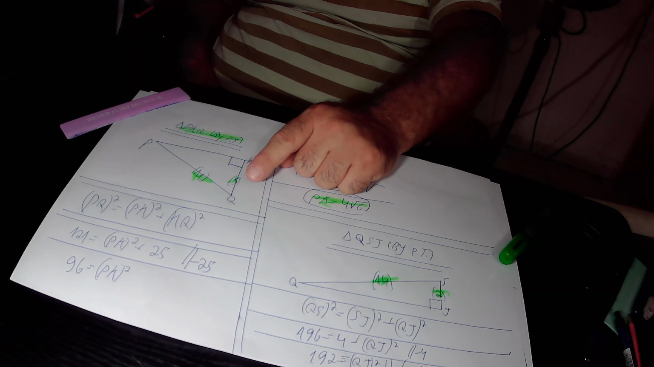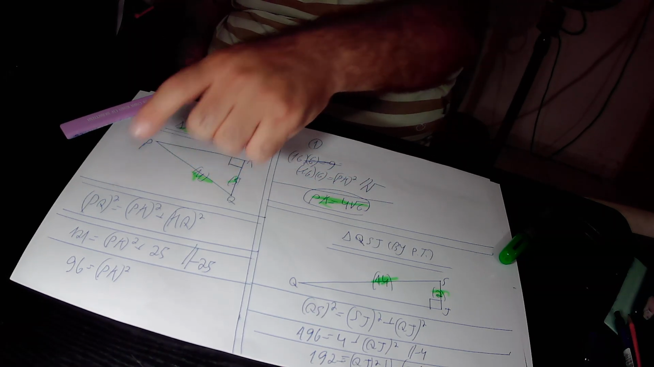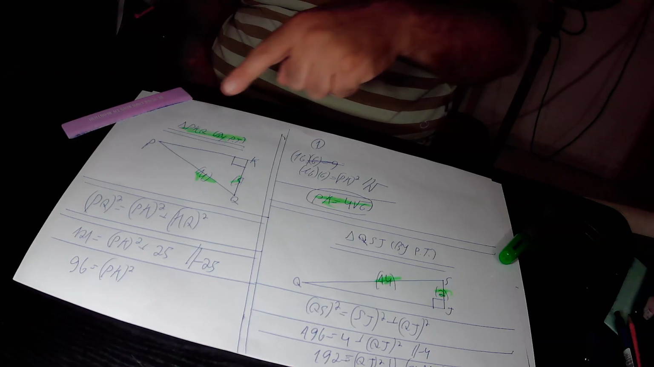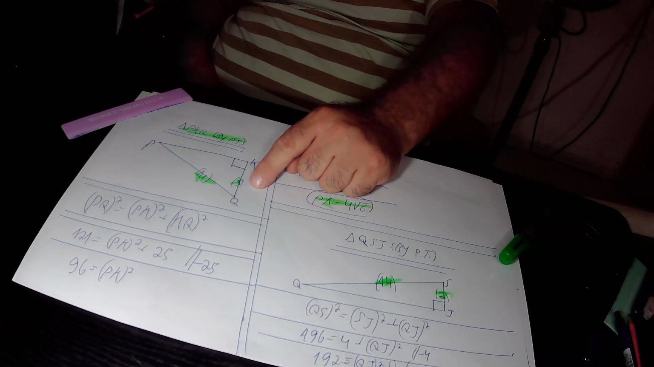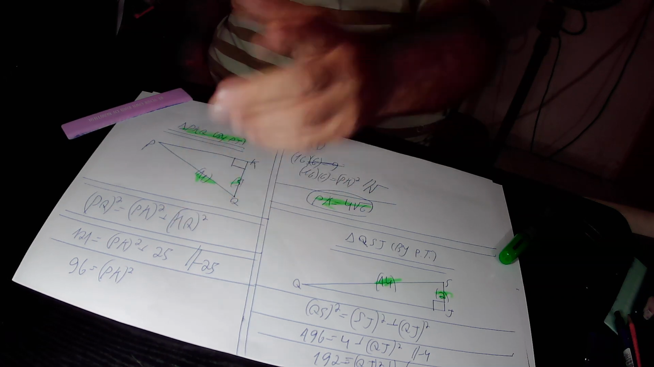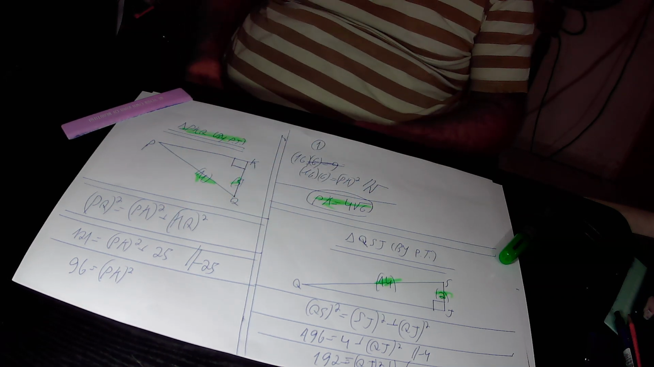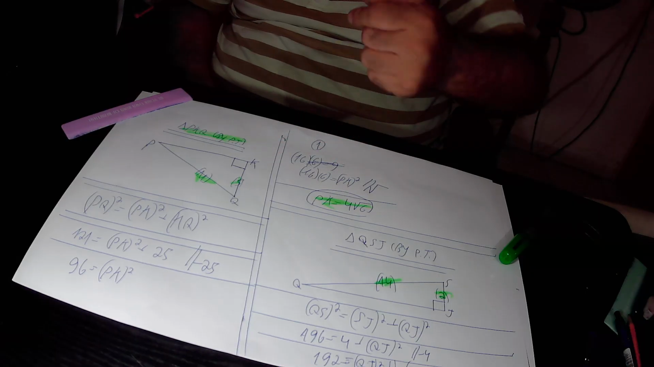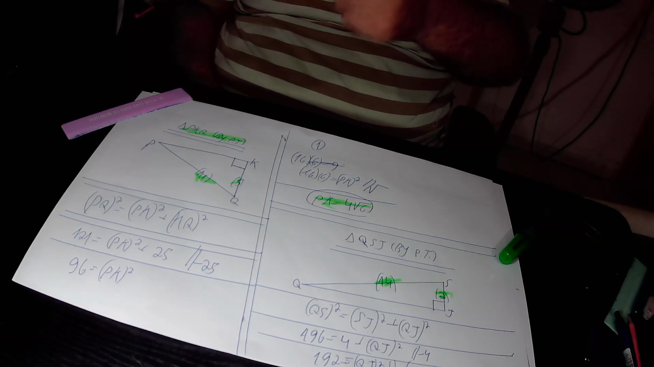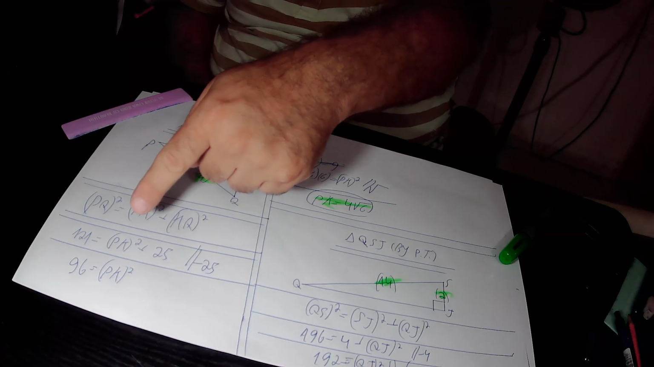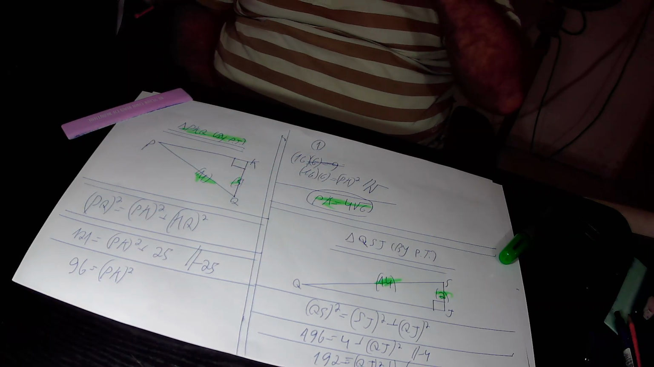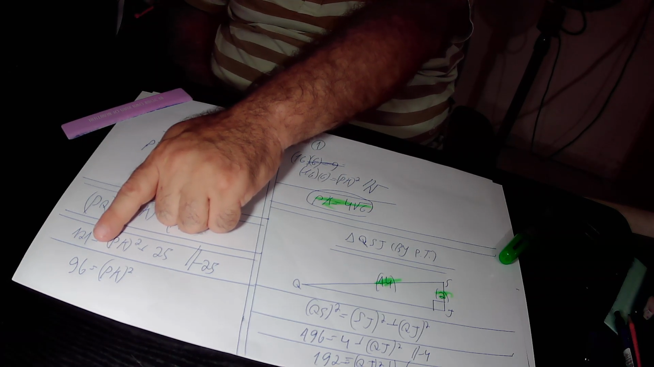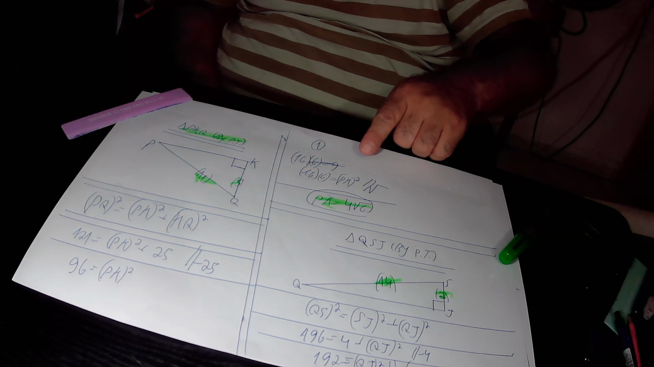PQ is 11, therefore PQ square is 11 square, that is 121, and this equals PK square plus KQ square, where PK is the missing side. KQ is 5, therefore KQ square is 5 square, that is 25. So in total, we found out that 121 equals PK square plus 25. Here we subtracted 25 from this equation, and found out that 121 minus 25 is 96. So 96 equals PK square. 96 is 16 times 6. So 16 times 6 equals PK square.